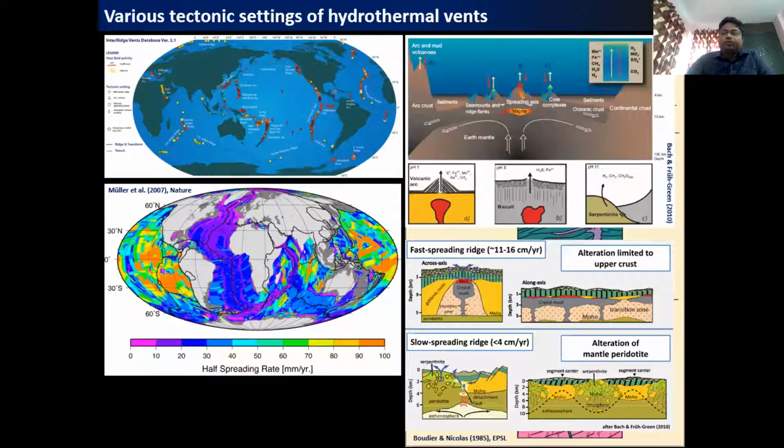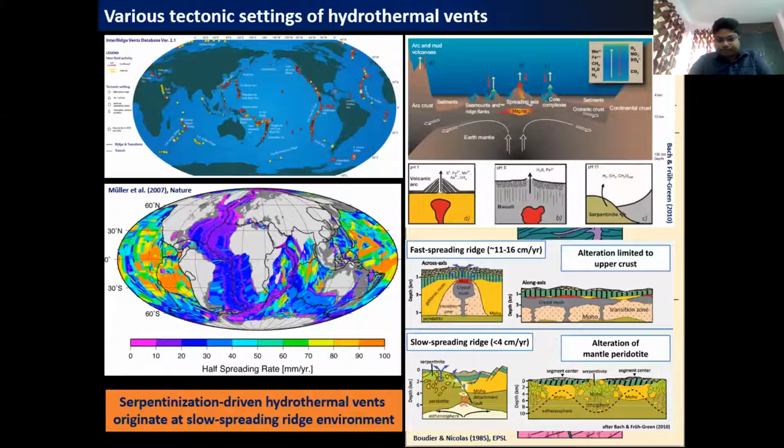And we will get more serpentinization reaction if the slow spreading ridge is much slower, that is at an ultra-slow spreading ridge. Okay, so if we have to study this extreme geological environment, the only geological setting we have to target is the slow spreading ridge environment, where this serpentinization-driven hydrothermal vent originates.